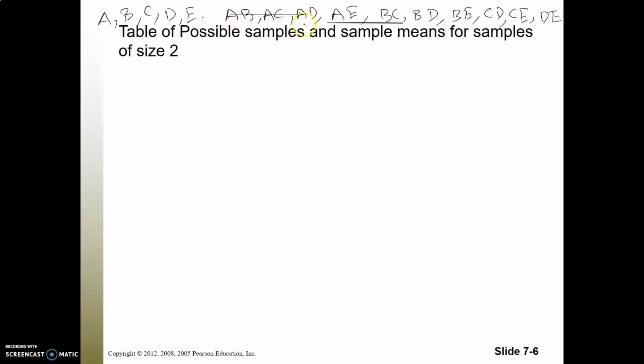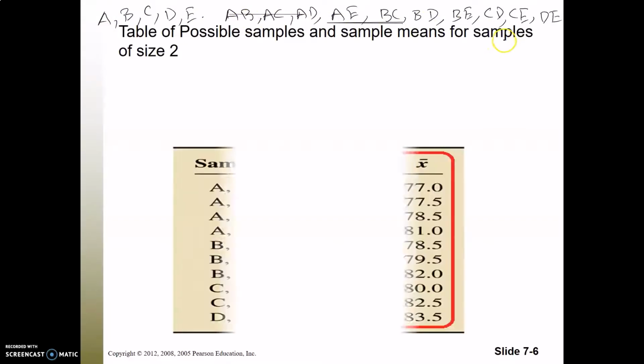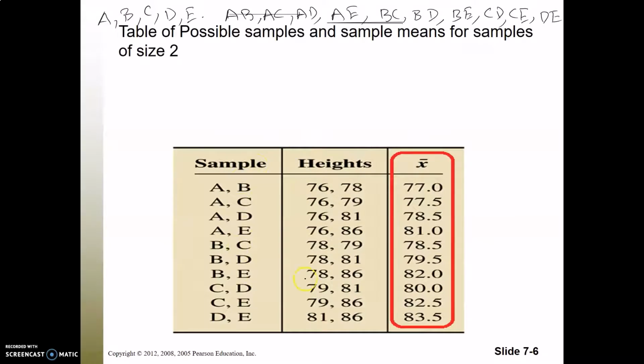Sorry for these lines, they're coming automatically. These are all the samples of size 2. So out of these 5 players, these are all samples of size 2. Let me show you the picture. Look at that. AB, AC, AD, AE, BC, BD, BE, CD, CE, and DE. These are all the samples of size 2.